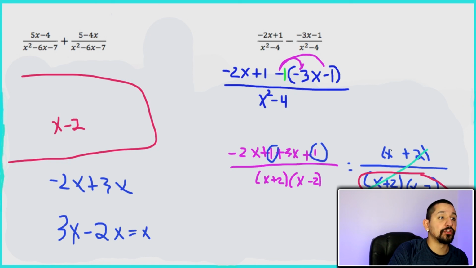There's nothing left on the numerator, so we have to put an invisible 1 on the top to notify, hey, there's nothing left on the top except an invisible 1, right? The invisible 1 right here. And then we have this x minus 2 that goes on the denominator right here. So hopefully that makes sense for you guys.